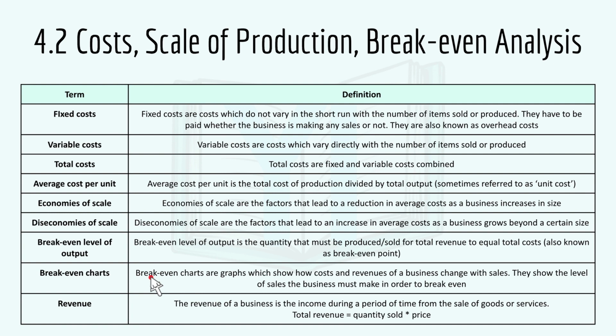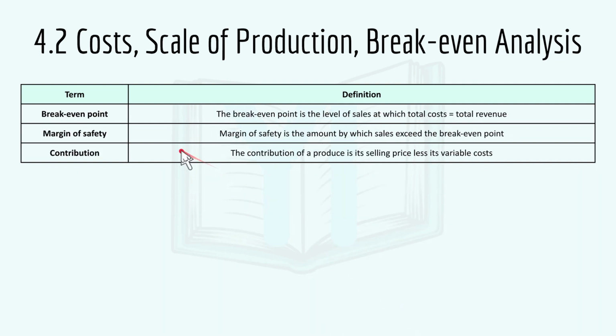The break-even charts or break-even graphs show how cost and revenue of a business change with sales, and they show the level of sales the business must make in order to break even. The revenue of the business is the income during a period of time from the sale of goods and services. Total revenue is equal to quantity sold times the price. The break-even point is the level of sales at which total cost equals total revenue. The margin of safety is the amount by which sales exceed the break-even point.